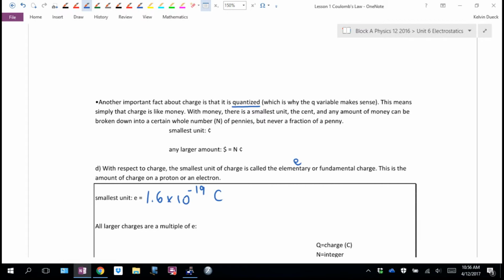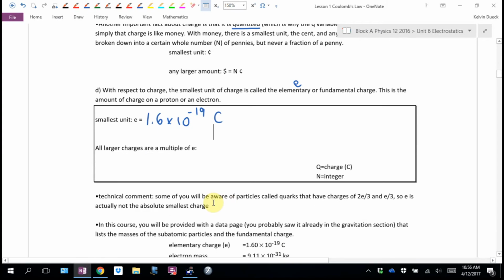The elementary charge, the charge on an electron, is negative 1.6 times 10 to the negative 19 coulombs. The charge on a proton is positive 1.6 times 10 to the negative 19 coulombs. Okay? All larger charges are multiples of e. If you want to find out how many electrons you're moving around, the total charge is the number of electrons times the elementary charge.